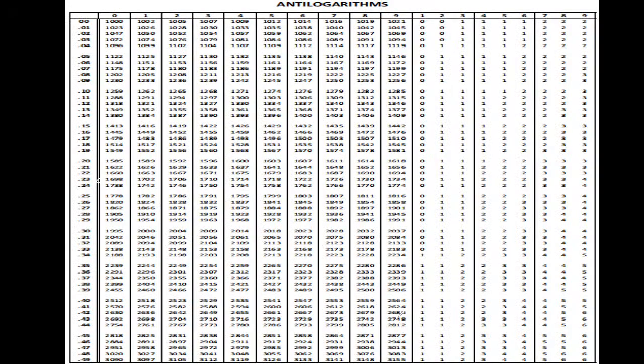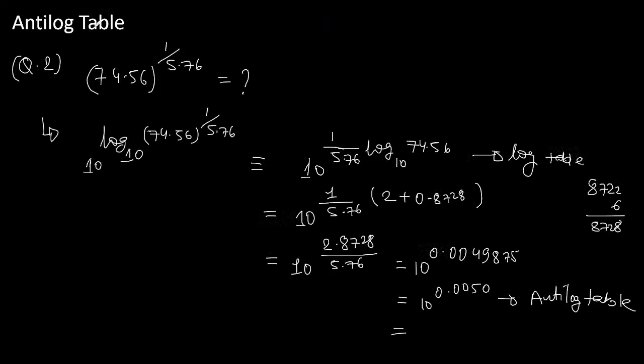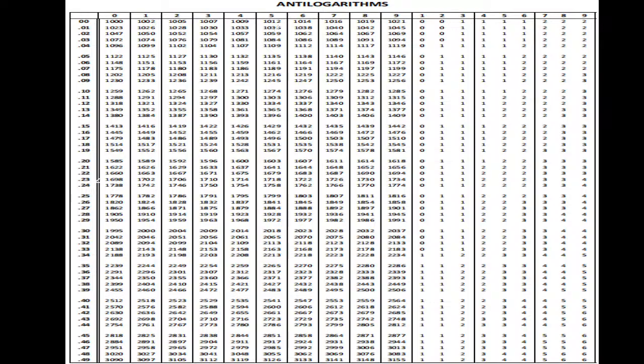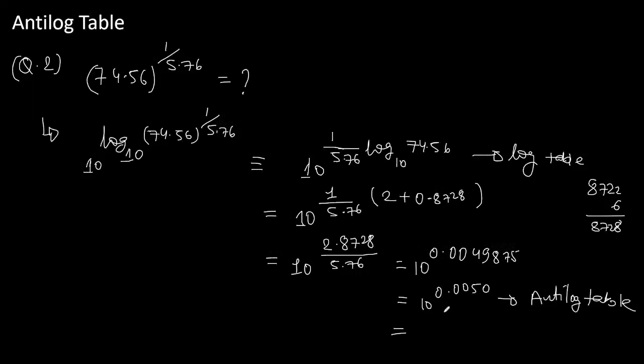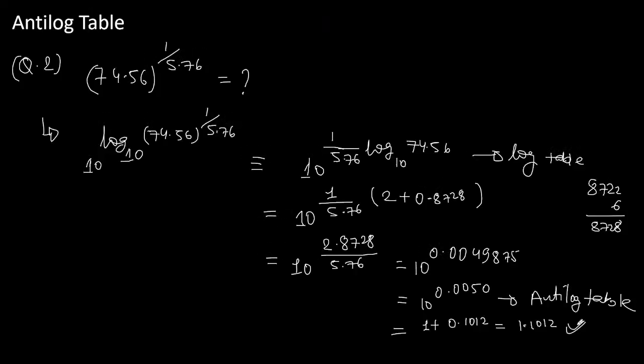So 10 to the power 00 is this thing. 0050. So 005 is 1012. 1012 plus 0, 1012 only. So 1012, and 10 to the power 0 is what? 1. So 1.1012. This is the value. I think we are done with the topic. Okay. How many cases could be there?